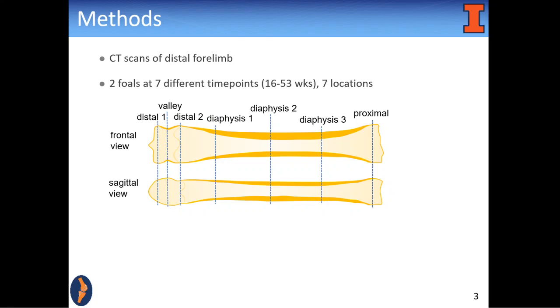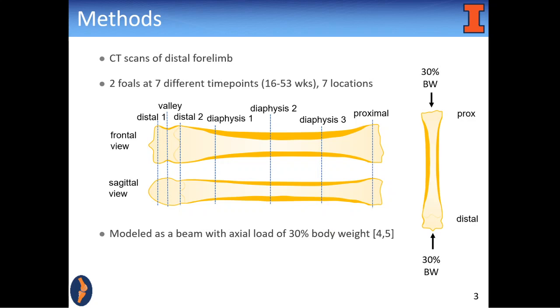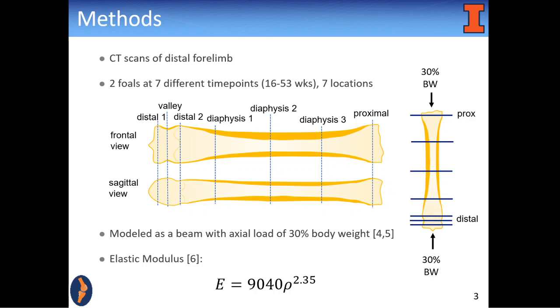Our group has observed that foals spend a majority of the first year of their lives standing, where the MC3 is statically loaded vertically. So we modeled the bone as a beam, assuming an applied axial load of 30% body weight. Using hydroxyapatite phantoms we placed in the CT scans, we extracted bone density and used a previously established relationship to find the elastic modulus of the bone at each of the 7 locations.